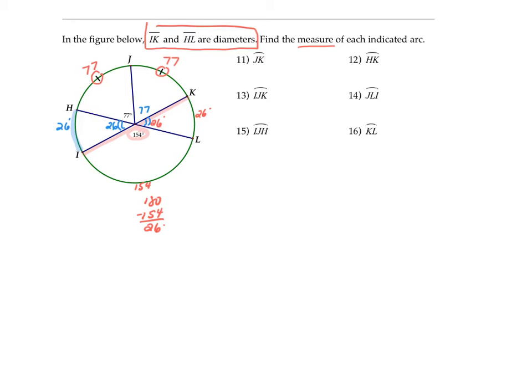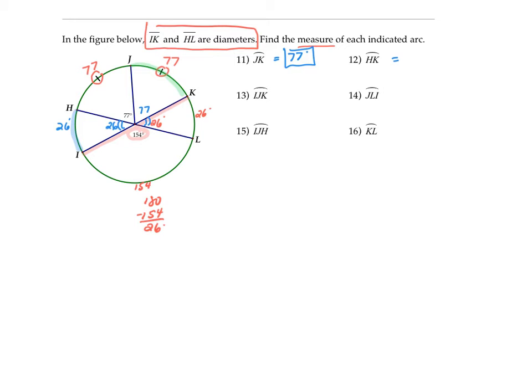Okay, so now we're ready to find all of our measures, and we're going to start with arc JK. So JK right here is 77 degrees. It's already labeled for us. It's a minor arc, so we'll just take the measure right from the diagram.